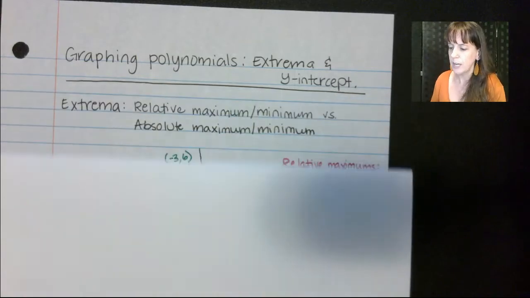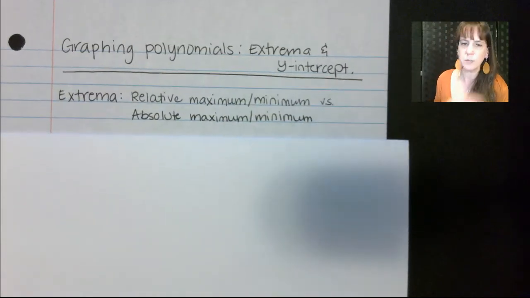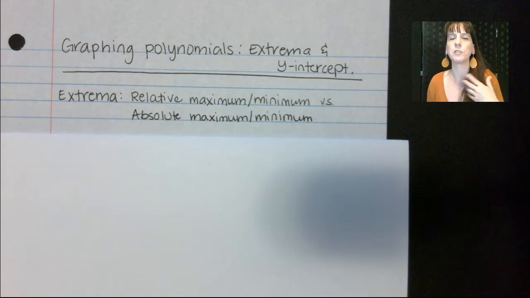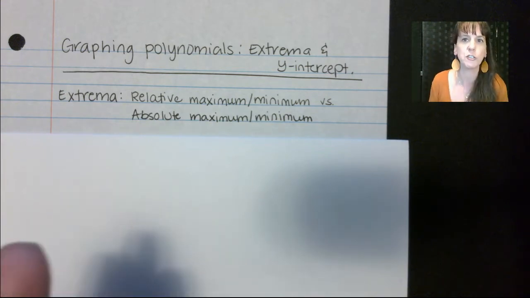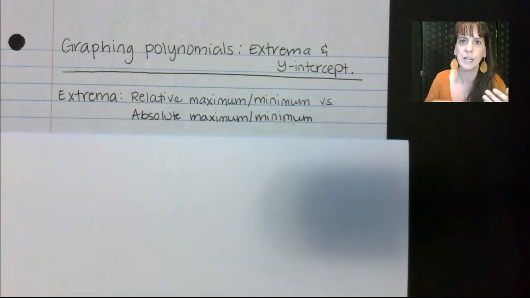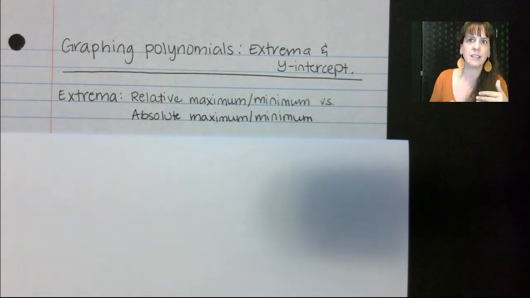Okay, so first let's talk about extrema. Extrema is just the collective for your relative minimum and maximum and your absolute minimum and your maximum. What's the difference between relative and absolute? Well, relative just means in relation to everything else on the graph. So if it goes up, then it's a maximum, and if it's down, it's a minimum.